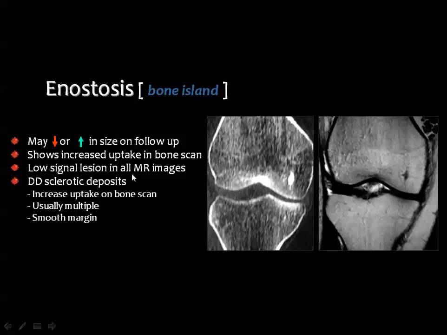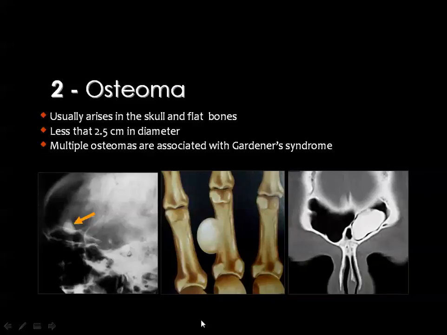Then if you want to differentiate between both, you should remember that the metastatic deposits have a smooth margin. Metastases are usually multiple. Also, bone island may be multiple, but it's rare. And in the bone scan, metastasis, of course, will show a strong tracer uptake compared to the faint uptake of the bone island in the isotopic scan.